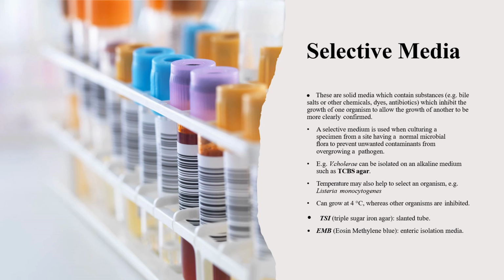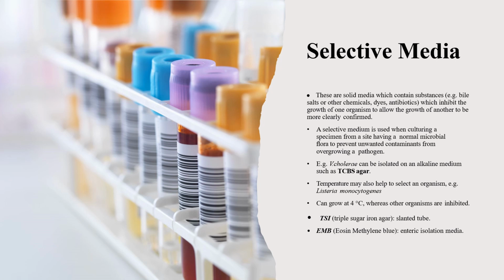Selective media are particularly useful when culturing specimens from sites that have a normal microbial flora, where there is a risk of unwanted contaminants overgrowing the target pathogens. By inhibiting the growth of normal flora or other contaminants, selective media help isolate and identify the specific pathogens of interest. For example, Vibrio cholerae, a bacterium that is responsible for cholera, can be isolated using a selective medium such as TCBS agar.